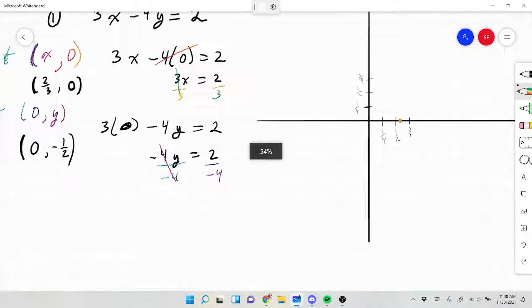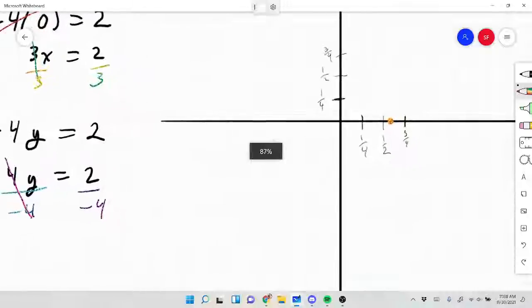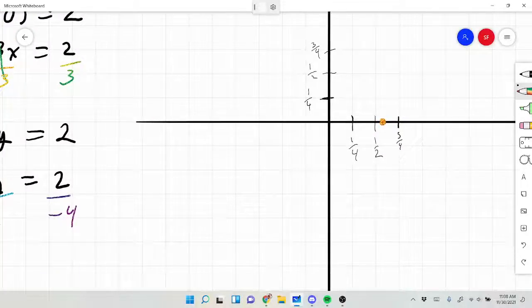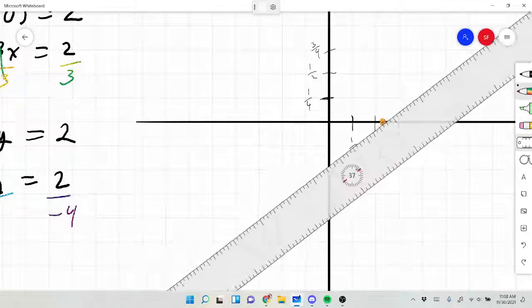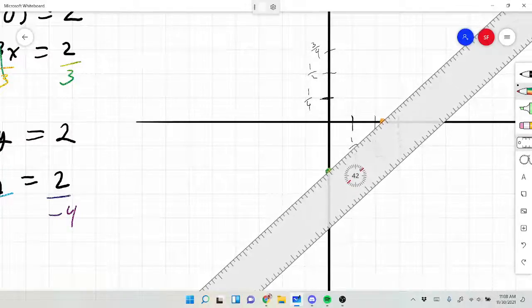And then my y-intercept was (0, negative 1/2). So that would be like right here. And then I take my little straight edge, or my textbook that is also straight, and I connect the dots.